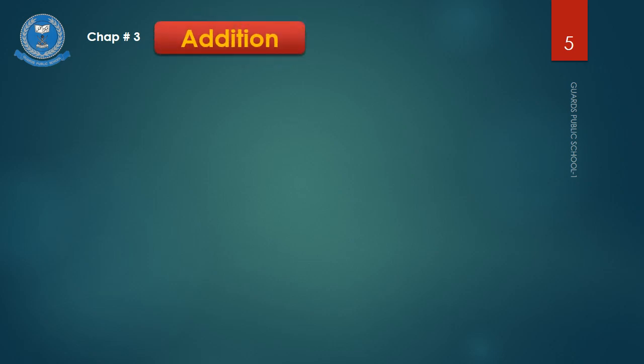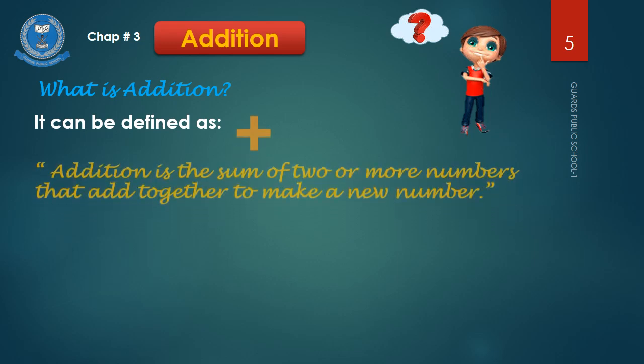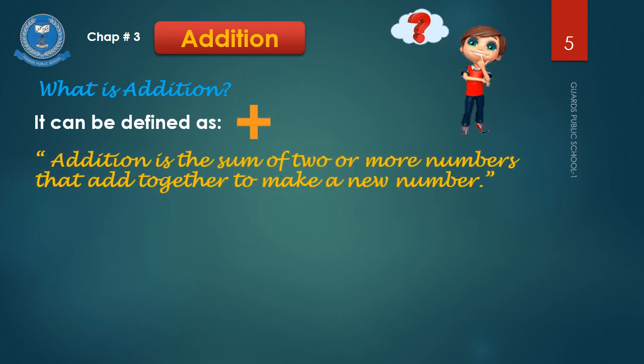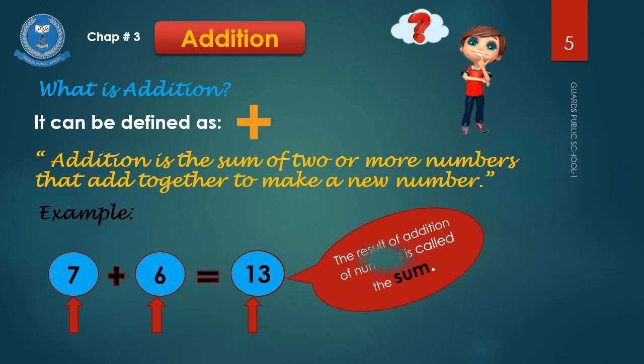Can anybody tell me about addition? It can be defined as the sum of two or more numbers that add together to make a new number. For example, if we add 7 and 6, we get the number 13. So, the sum of 7 and 6 is 13. Remember students, the result of addition of numbers is called the sum.